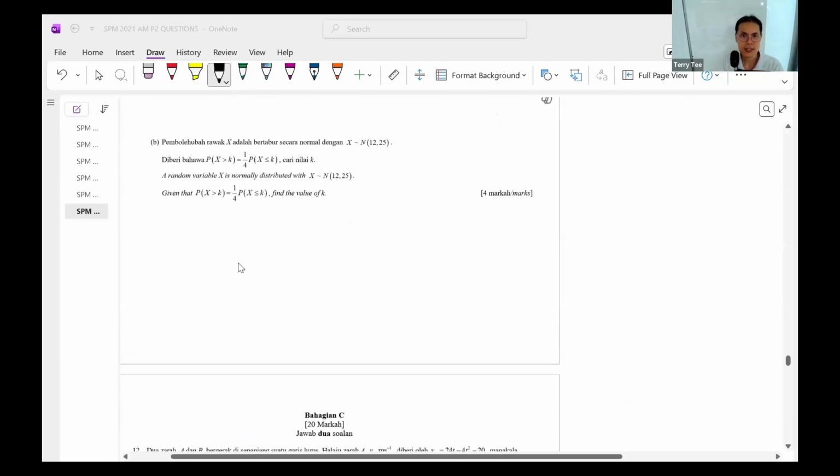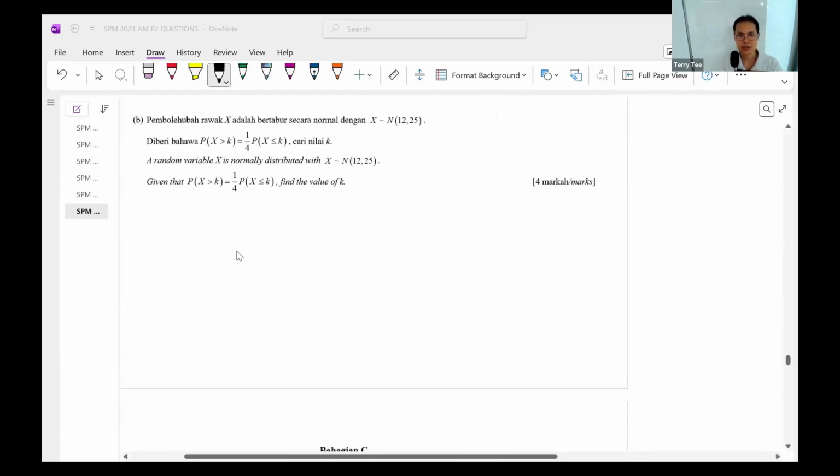The next part is this. This is normal distribution. Okay, so let's start. A random variable x is normally distributed with x follow this. This one is your mean, and this is your variance. If your variance is 25, what's your standard deviation? Standard deviation is 5. Now, given that probability x more than k is 1/4 probability x less equals to k.